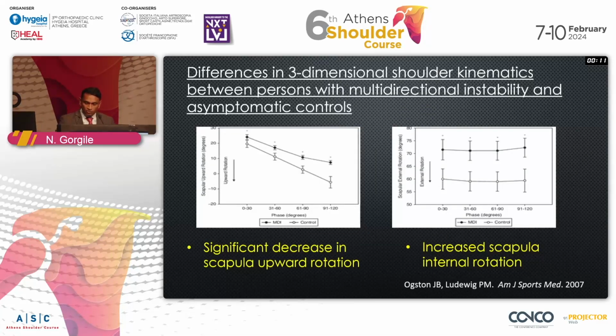So Paul and Ludwig studied the three-dimensional shoulder kinematics between persons with MDI and asymptomatic controls, and what they found is that there is a significant decrease in scapular upward rotation, and there is increased scapular internal rotation or decreased scapular external rotation.